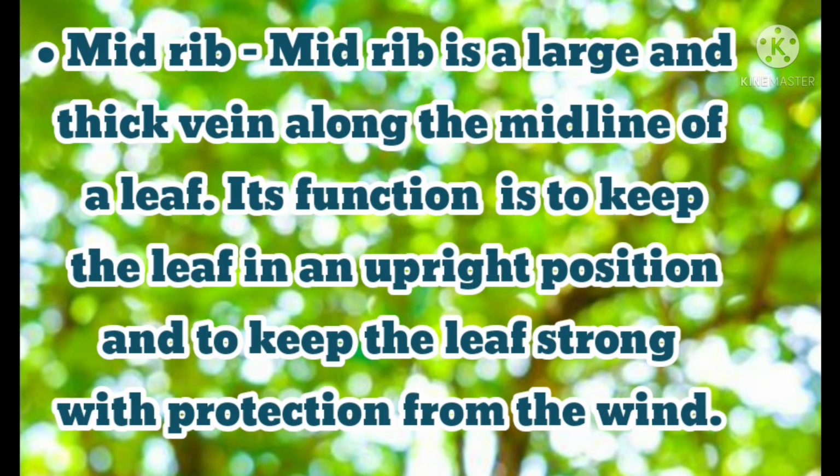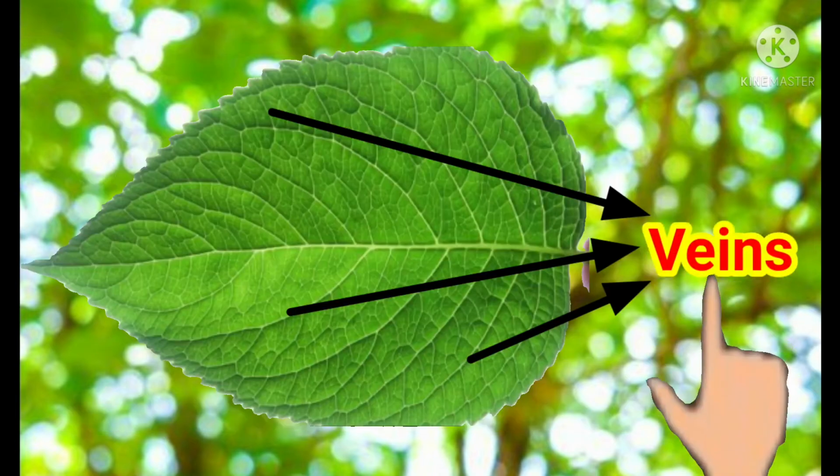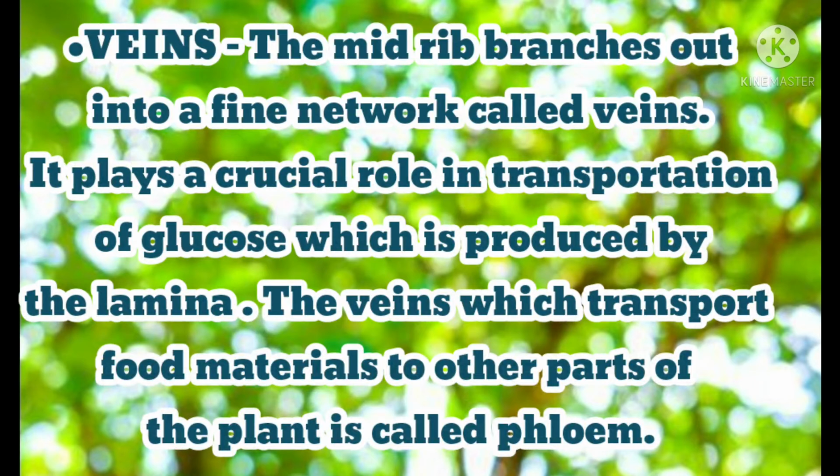Second, midrib. Midrib is a large and thick vein along the midline of a leaf. Its function is to keep the leaf in an upright position and to keep the leaf strong with protection from the wind.